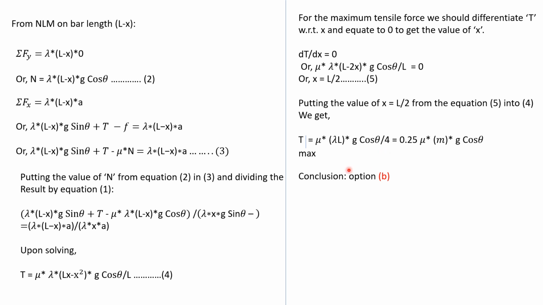So when you put in the values and calculate, you will get 0.25 mu into m into g cos theta. Compare with the options which are given: option B is correct.